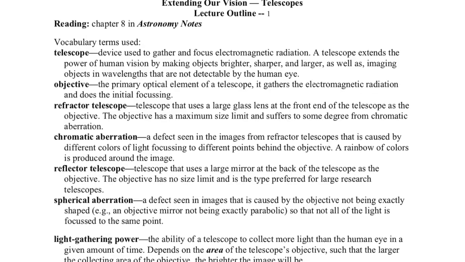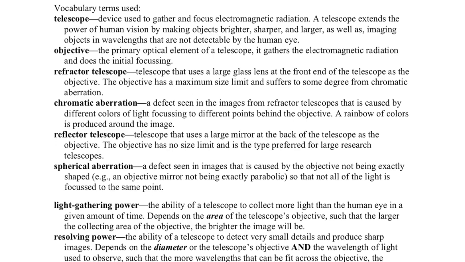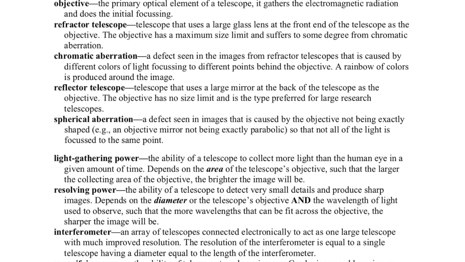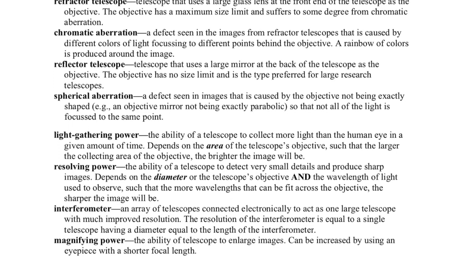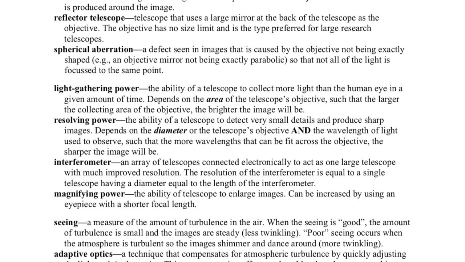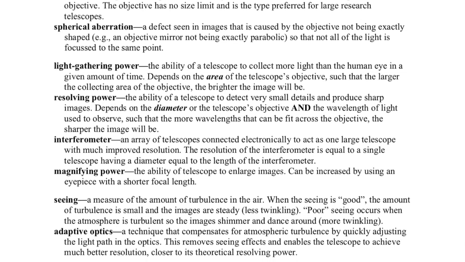This video is about telescopes, the two basic types of telescopes, the three powers of a telescope, and the effect of the atmosphere on light coming from objects beyond Earth. In the lecture outline, the first set of vocabulary terms is about the basic types of telescopes, refractors and reflectors. The second set of terms is about the three powers of telescopes that enable them to extend our vision: the light gathering power, the resolving power, and magnifying power. And the third set of terms is about the effect of the atmosphere on starlight.